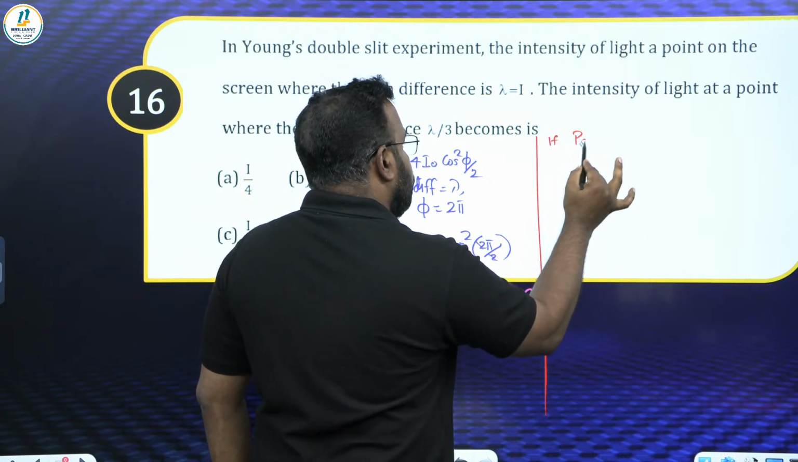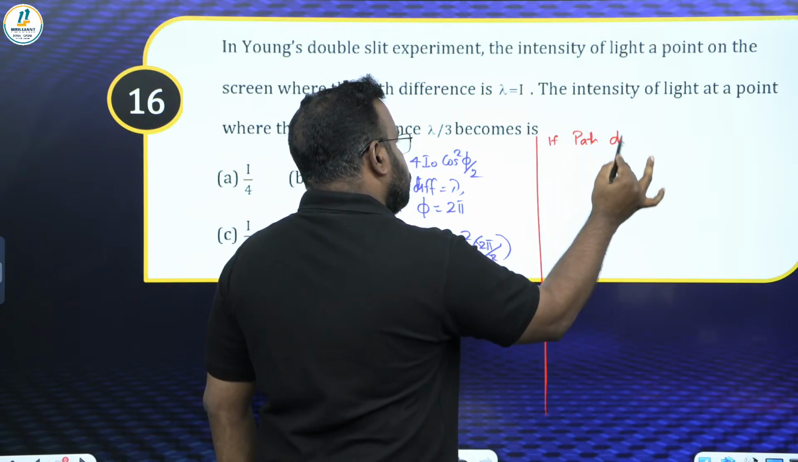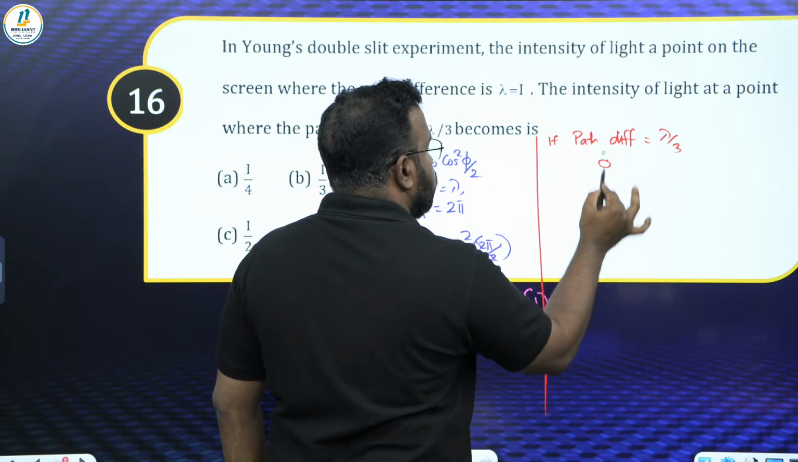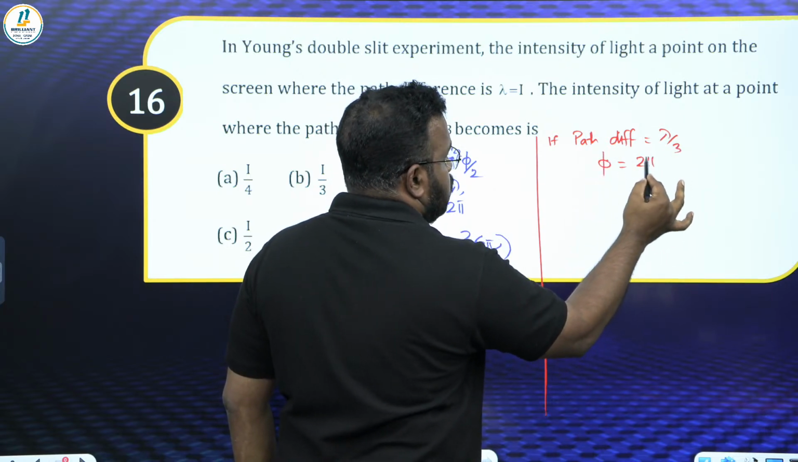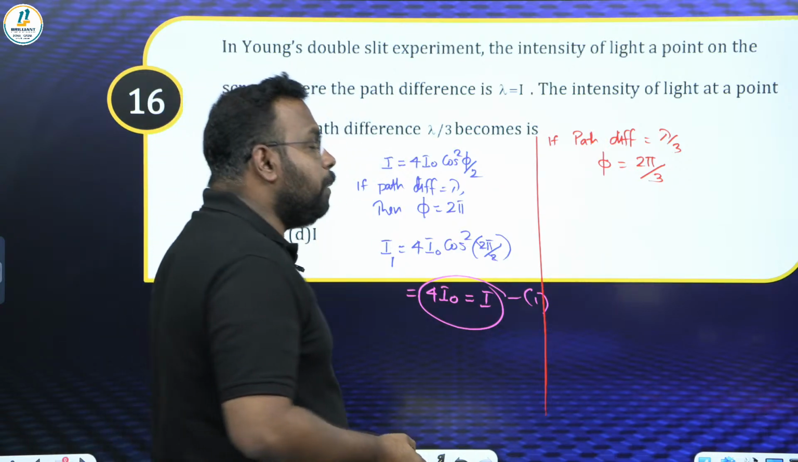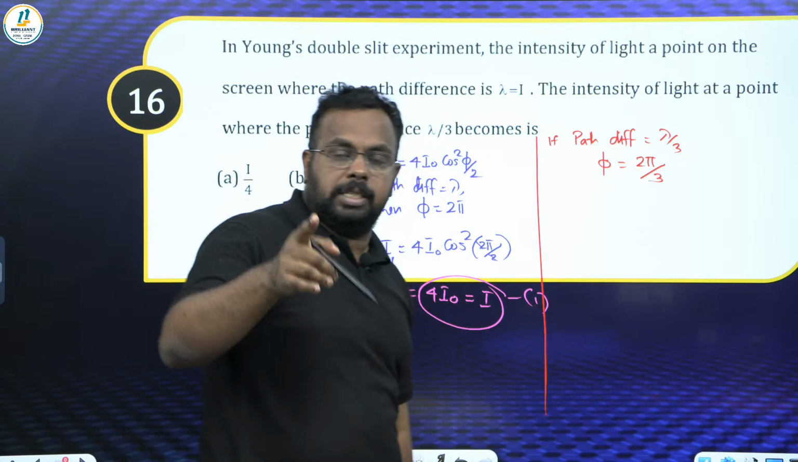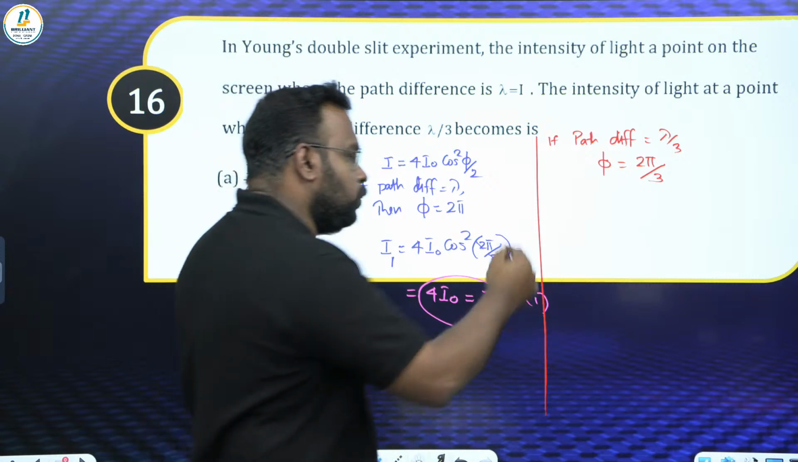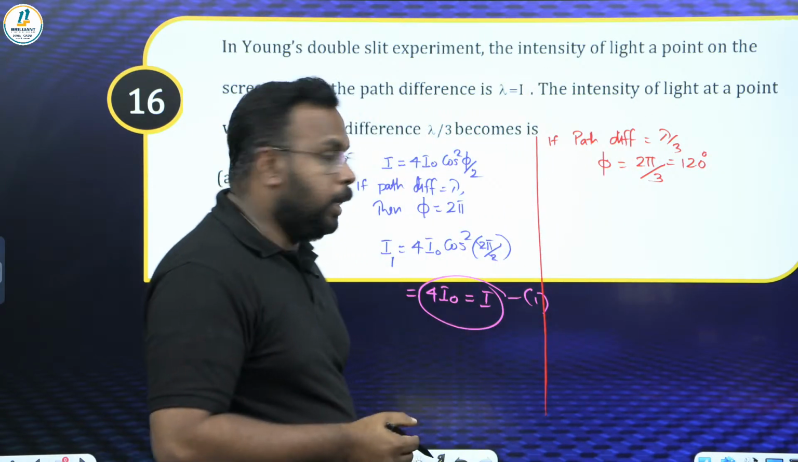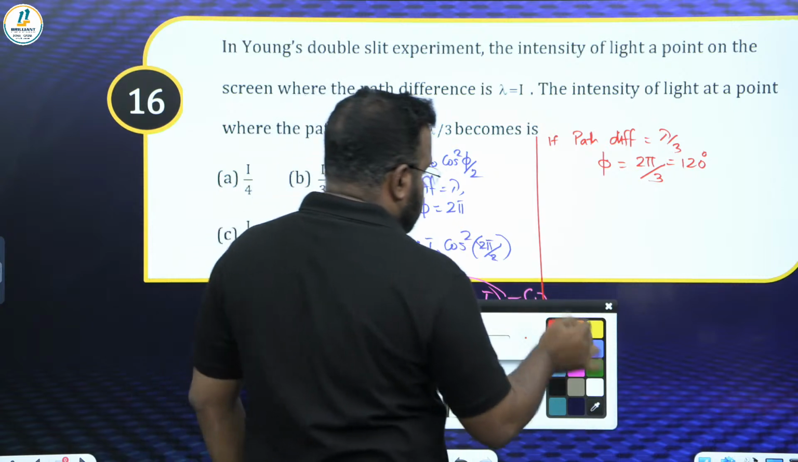If path difference is equal to lambda by 3, then what is the phase difference? Lambda means corresponding phase difference is 2 pi. So 2 pi by 3. Please note that 2 pi is 360, and 360 by 3 is 120 degrees. If you have any confusion, you can keep it in degrees itself. So phi is 120 degrees. Now we can substitute and find the resultant intensity.